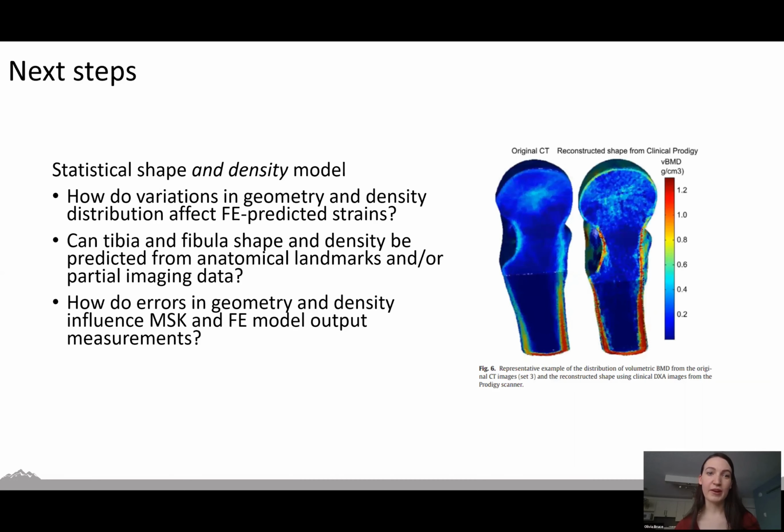Now, what I'm working on right now, moving forward, is incorporating density into my shape models. And once I have that worked out, I can start looking at questions like how do variations in geometry and density affect finite element predicted strains? Can tibia and fibula shape and density distribution be predicted from anatomical landmarks? Do I need partial imaging data? And how do errors in geometry and density influence musculoskeletal modeling measurements, as well as finite element model output measurements?